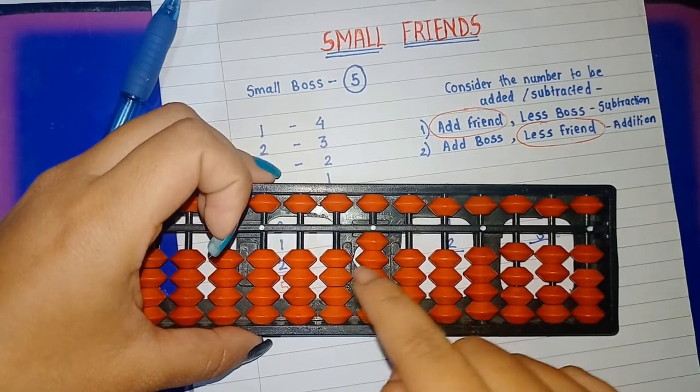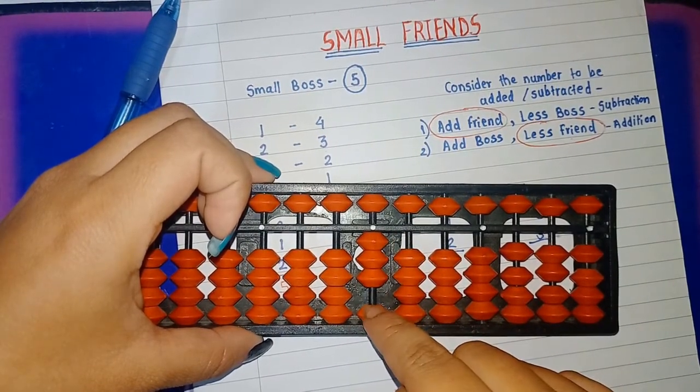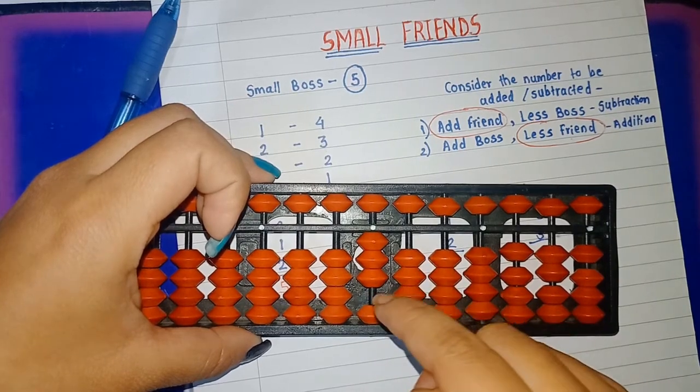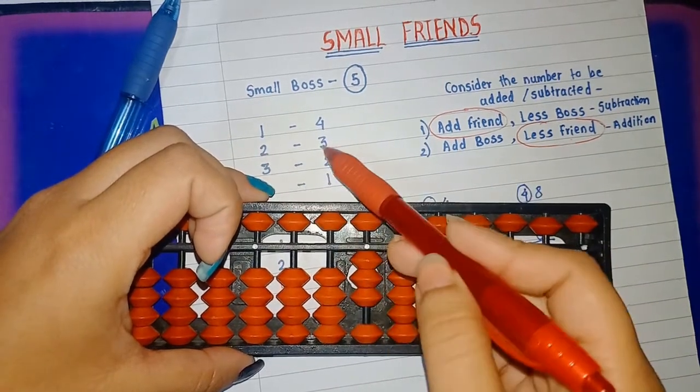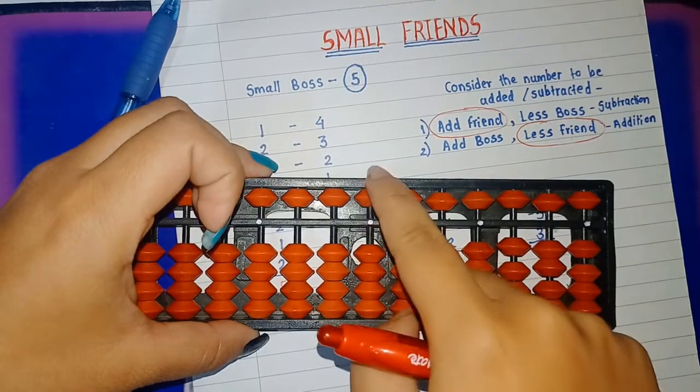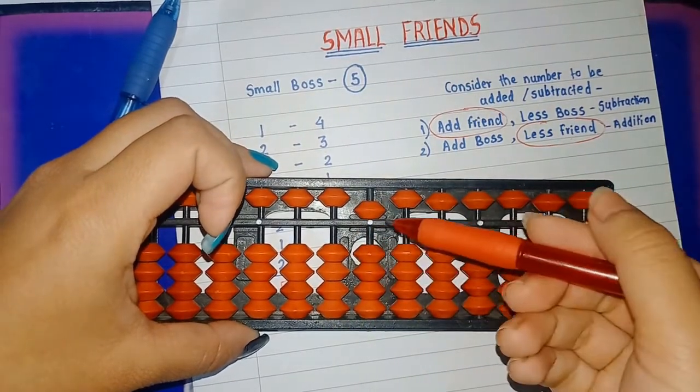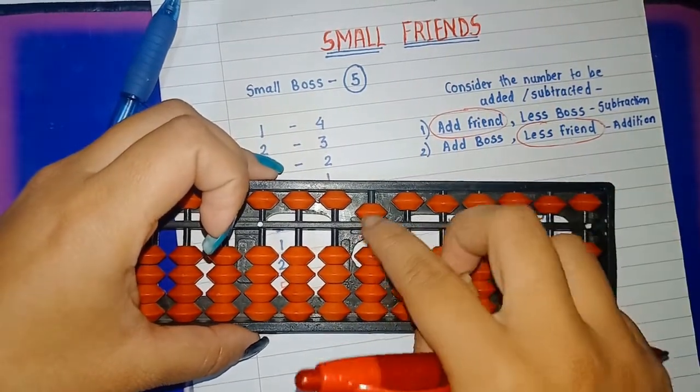Do we have sufficient beads left? No. How can we add 2? Less friend. What is 2's friend? 2's friend is 3. Means less 3 add boss 5. Okay, so answer is 5.